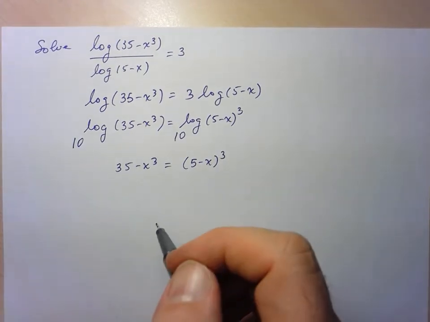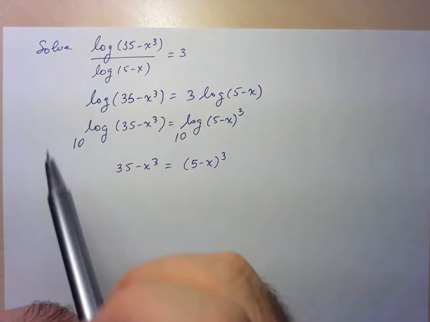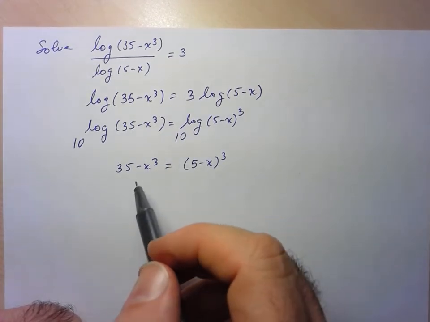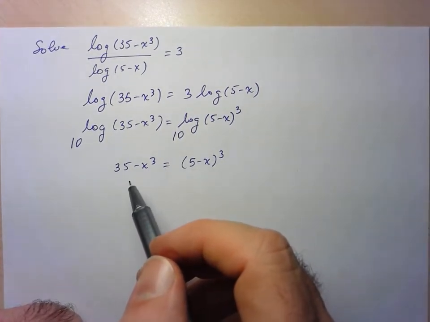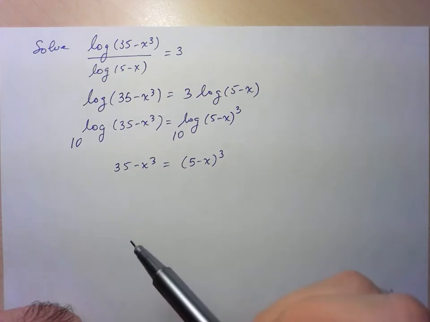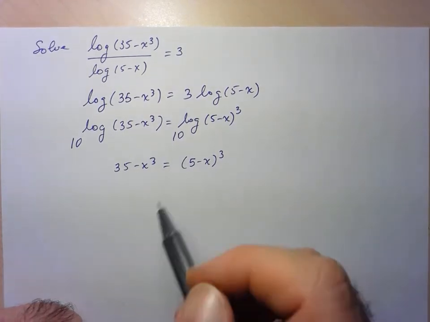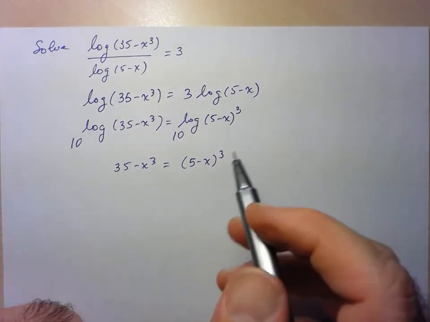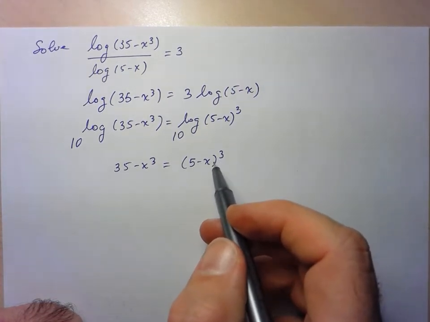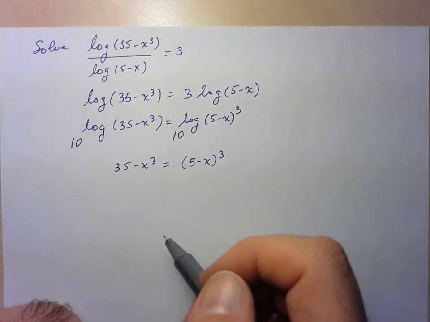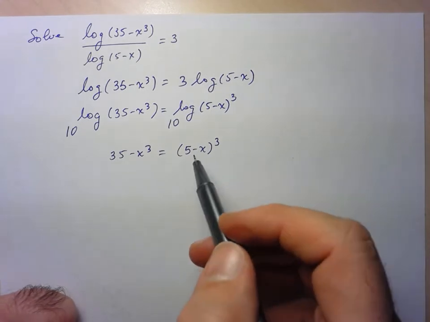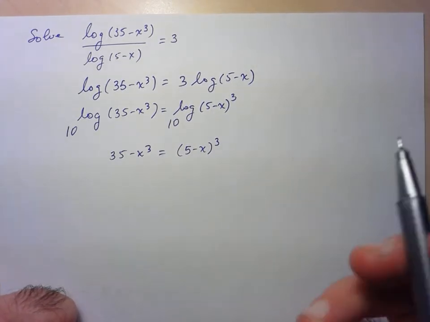What we managed to do is take this logarithmic equation and turn it into a polynomial one, which is something we've seen very often, perhaps not in this particular format. So now let's solve this equation. Here, 5 minus x all cubed, I could do it by multiplying 5 minus x 3 times, perfectly fine.